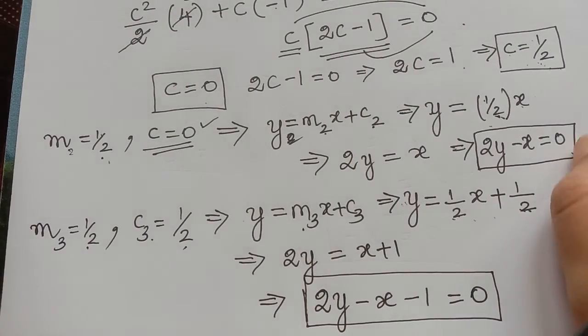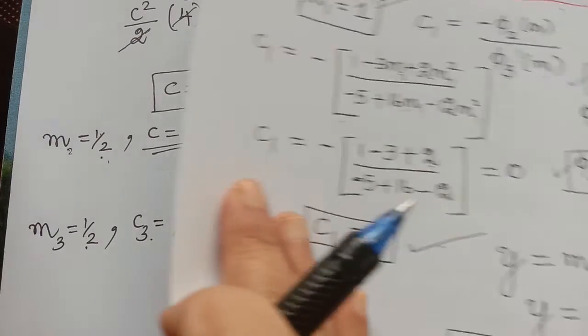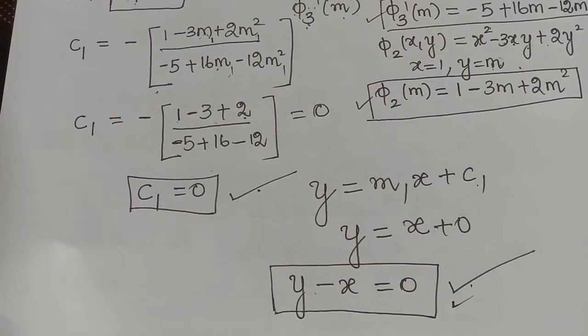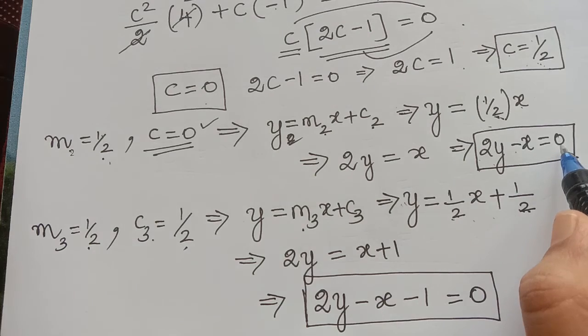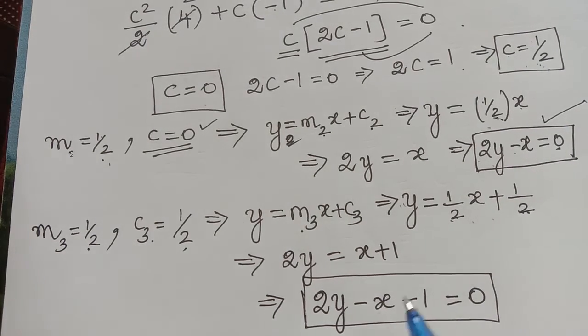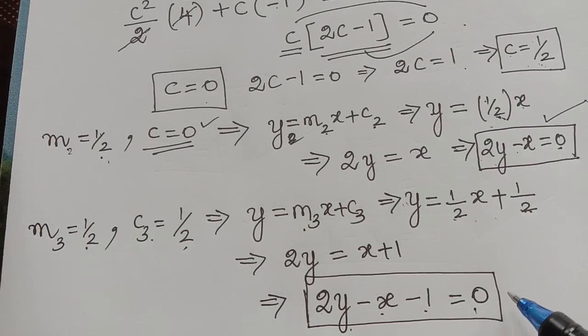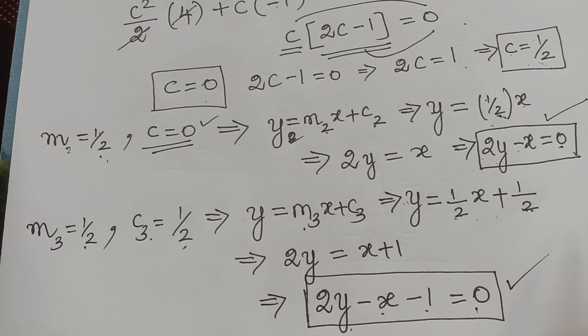So we have found all three equations of the asymptotes. The first equation of the asymptote was y minus x equal to 0, the second is 2y minus x equal to 0, and the third is 2y minus x minus 1 equal to 0. So we have found all three asymptotes of the given equation, which are oblique.